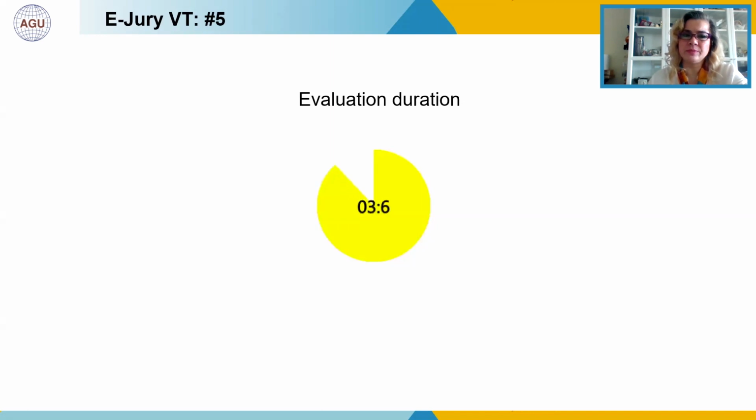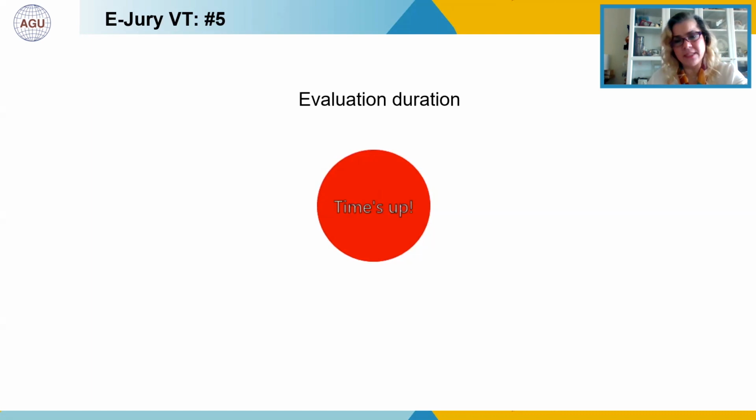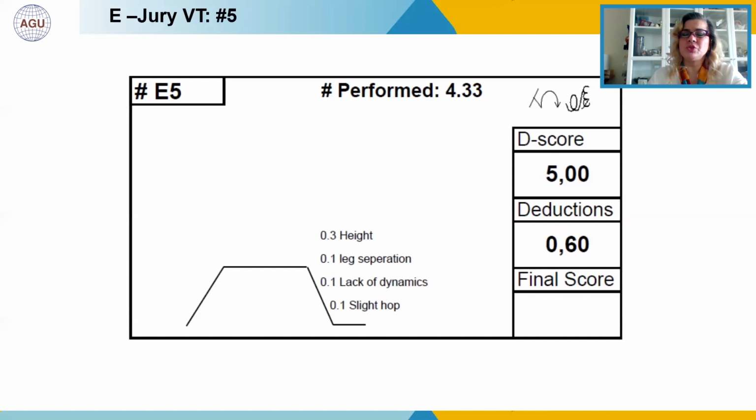Last few seconds. And time's up. Let's see what we got here. As you could see, it was Yurchenko back straight to 1.5 turn. And we got few deductions here in the second flight phase only.